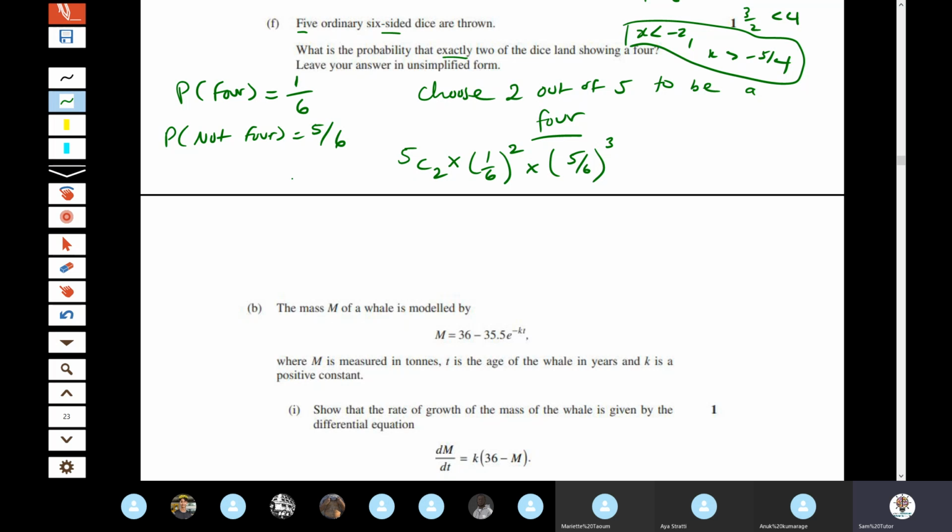So 5 choose 2, 1/6 squared times... Look, that looks like a binomial question, which it should be, because this is part of binomial probability, which is probably more next year than it is this year, but still. 5 choose 2, success squared, failure cubed. Tricky one. But anyways, any questions?